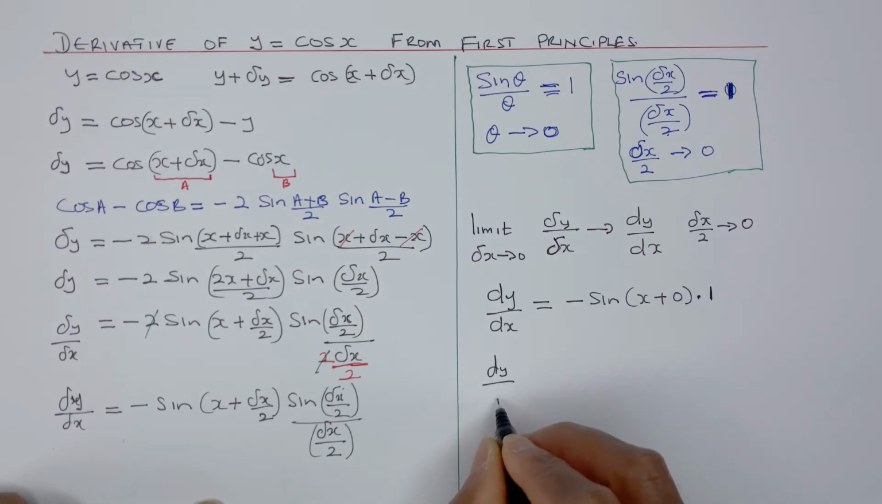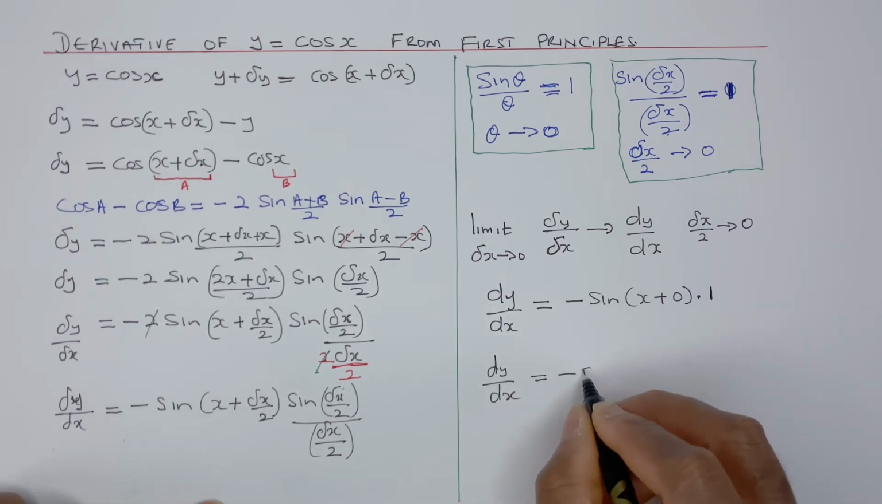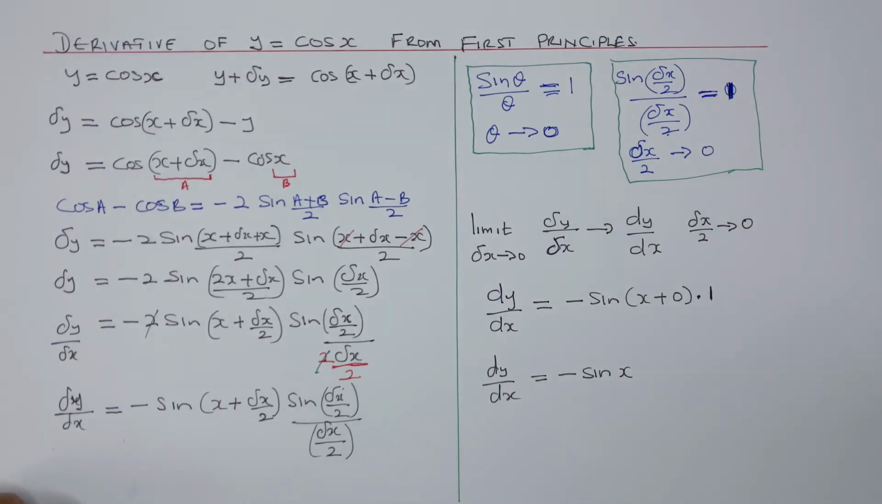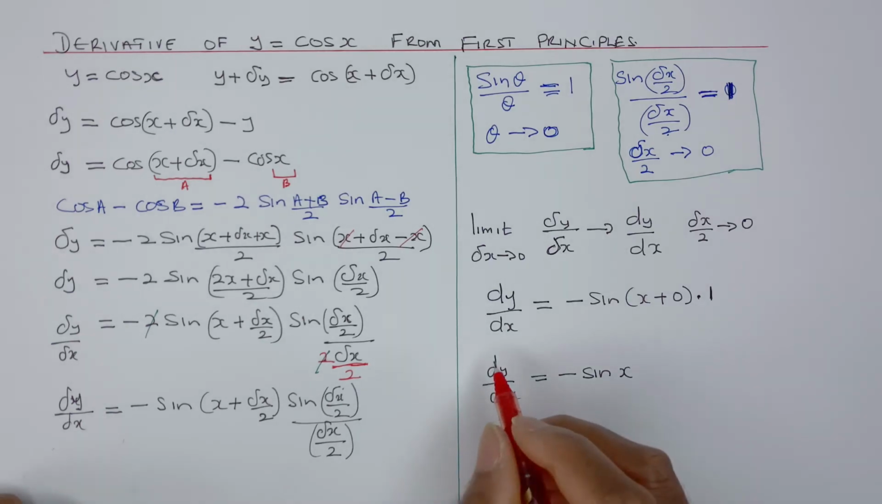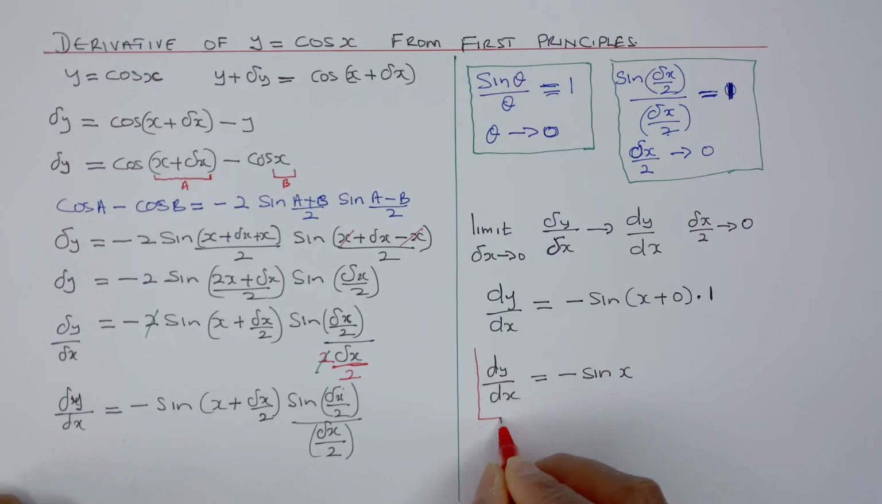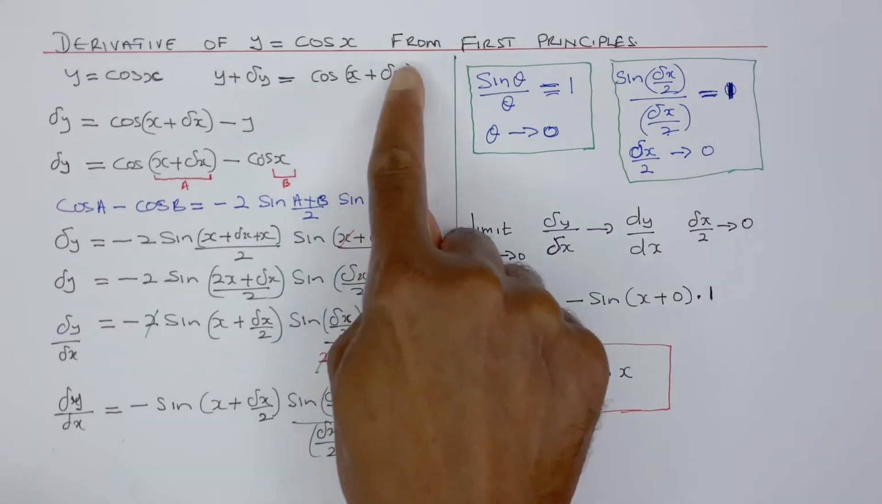Dy over dx equals minus sine of x. So that's the derivative of y equals cos x from first principles.